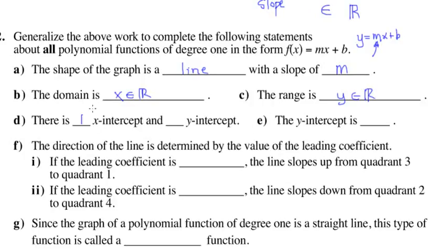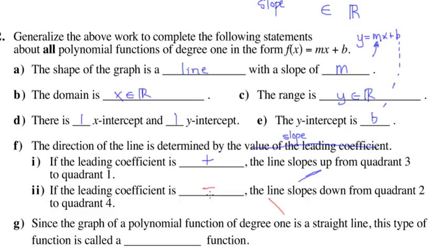These lines have one x-intercept and one y-intercept normally, and the y-intercept, you can read right off the equation, it's b. It's this last number here, and it can be positive or negative. The direction of the line is determined from the value of the leading coefficient, in other words, by the slope. If the leading coefficient is positive, then your line slopes up. It'll go in this direction. And if your leading coefficient is negative, then the line slopes downhill like so.